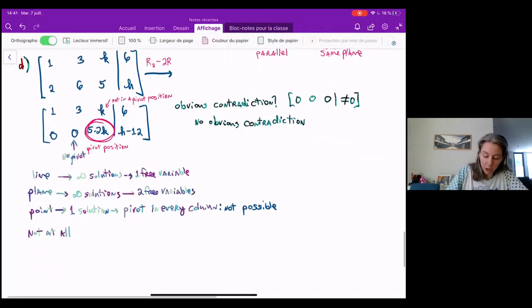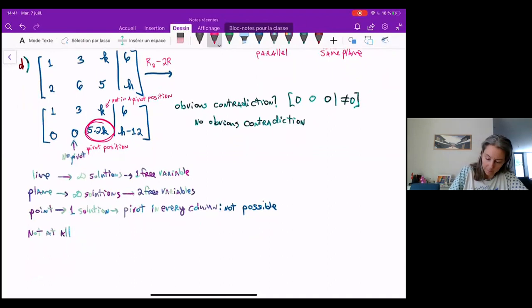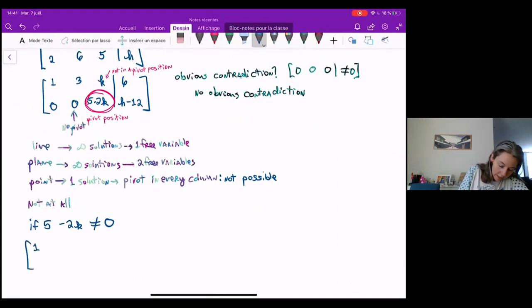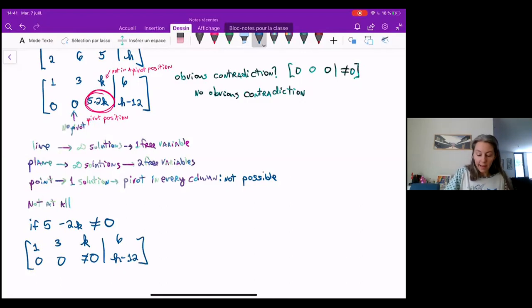So if 5 minus 2k does not equal 0, then what I have here is 1, 0, 3, 0, k, something that is not 0, 6, h minus 12. Well, in that case, that not 0 means that that is a pivot. So I have a pivot in 2 columns. I have 1 free variable.